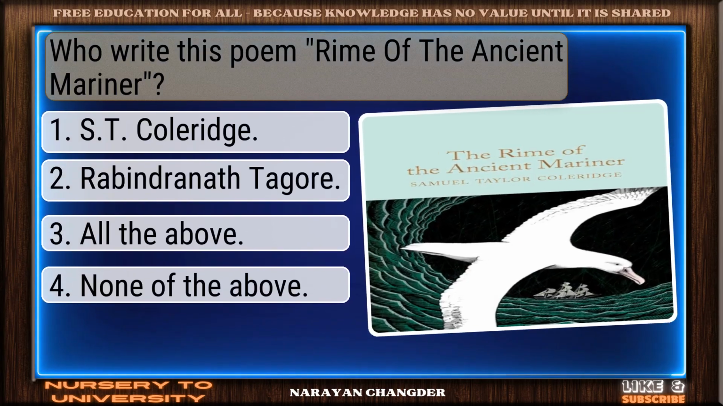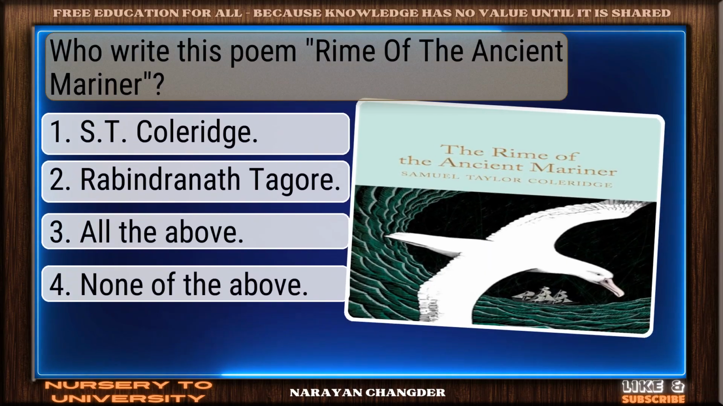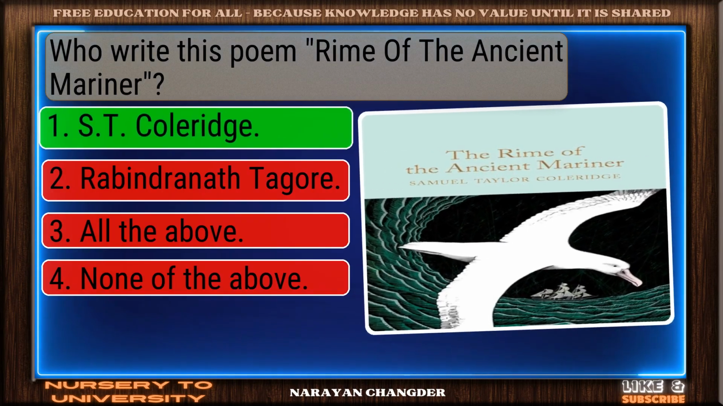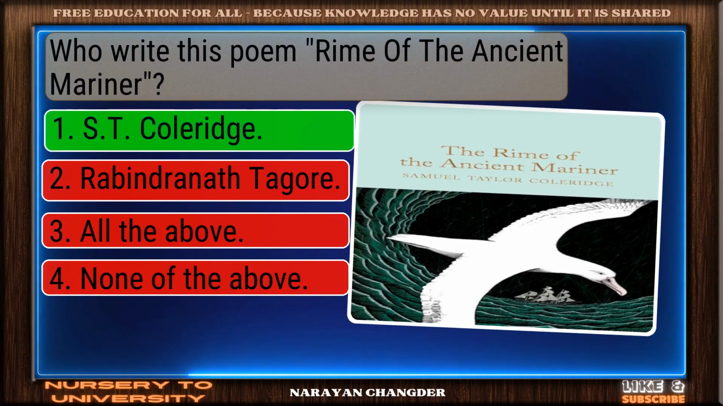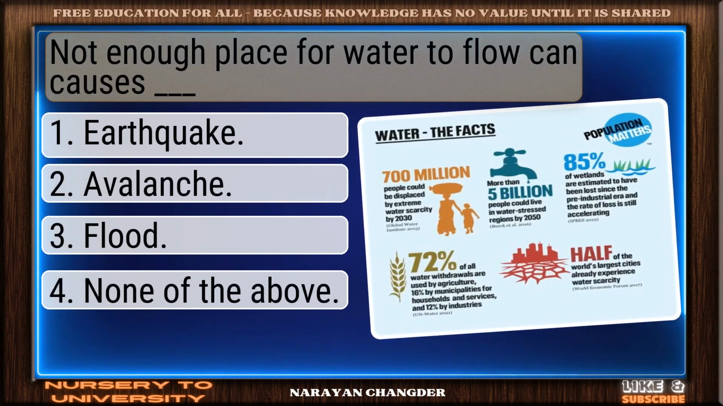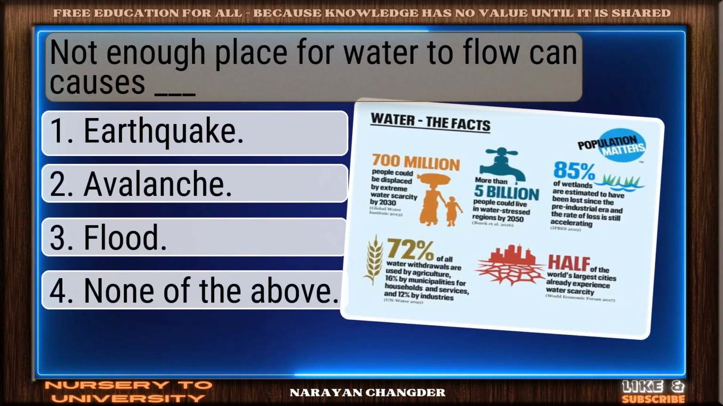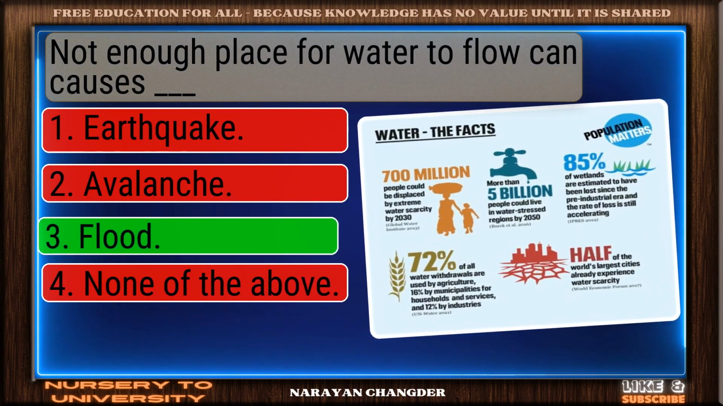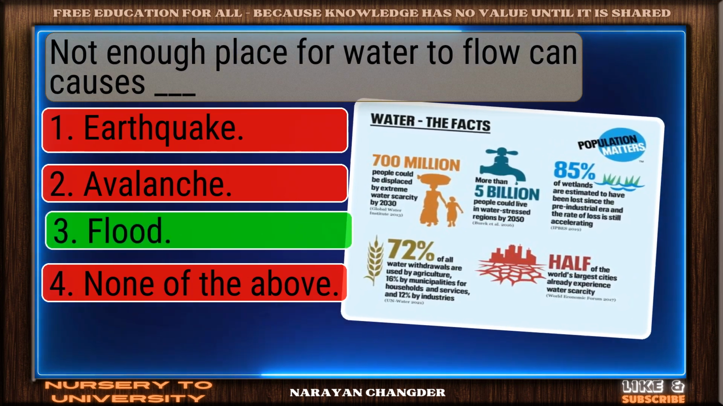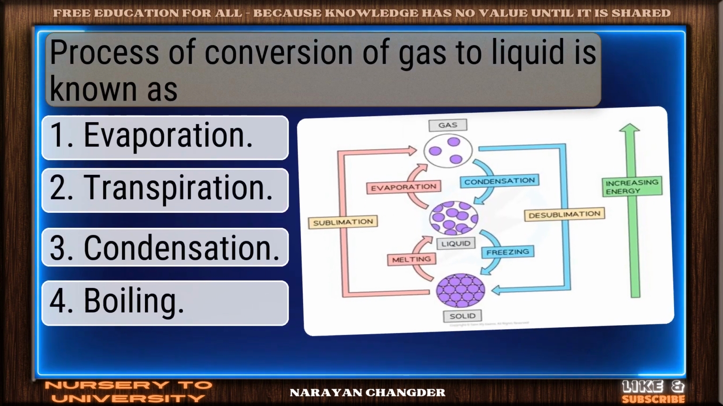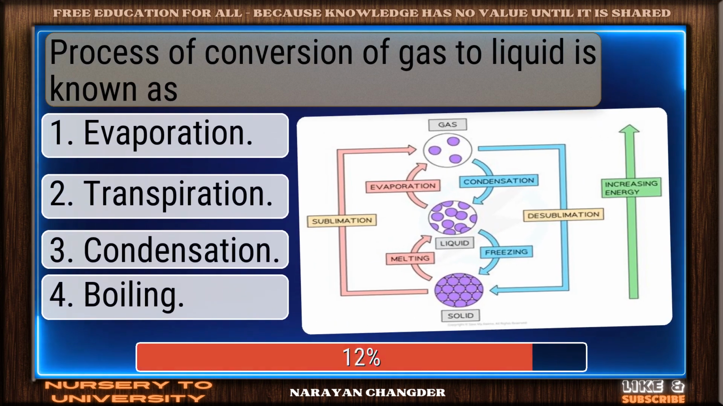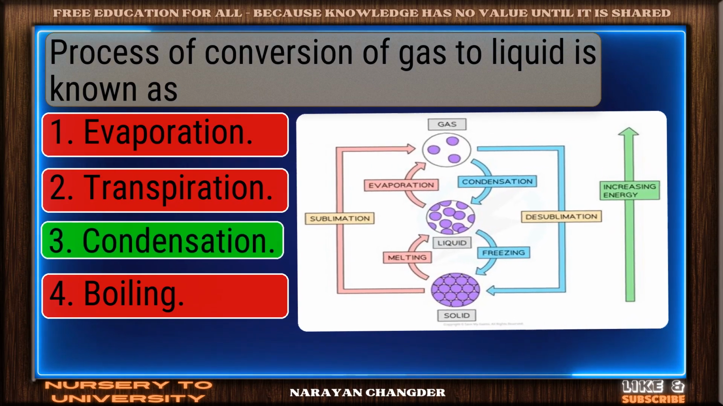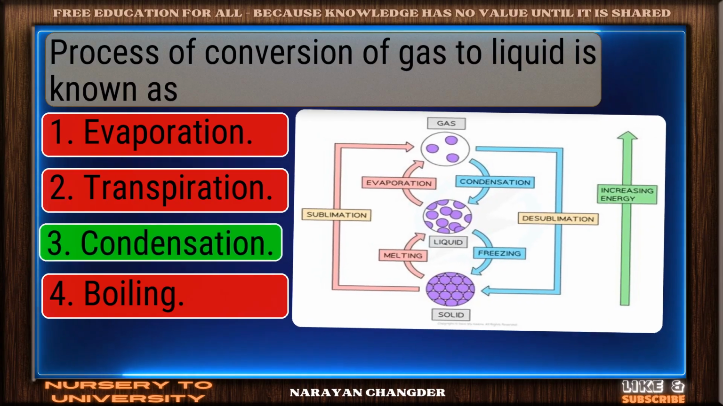Who wrote this poem? Rhyme of the Ancient Mariner. Well picked. S. T. Coleridge is the correct answer. Not enough place for water to flow can cause dash. You're right. Flood is the correct answer. Process of conversion of gas to liquid is known as? Excellent choice. Condensation is the right answer.